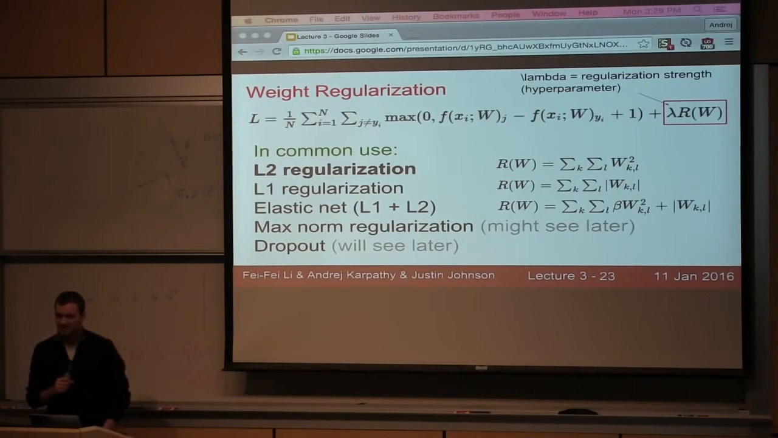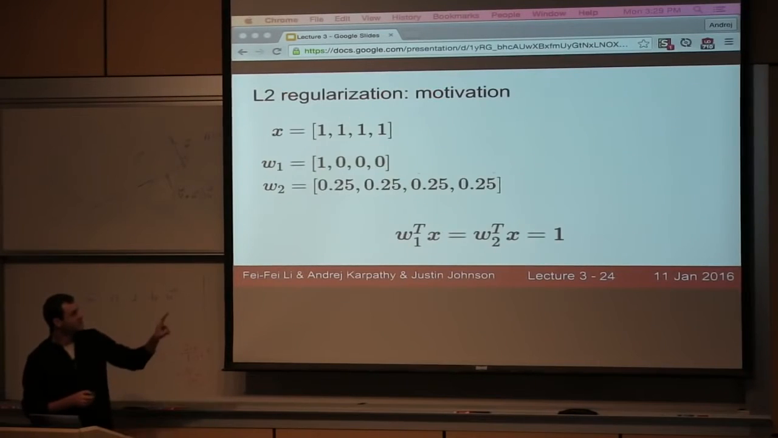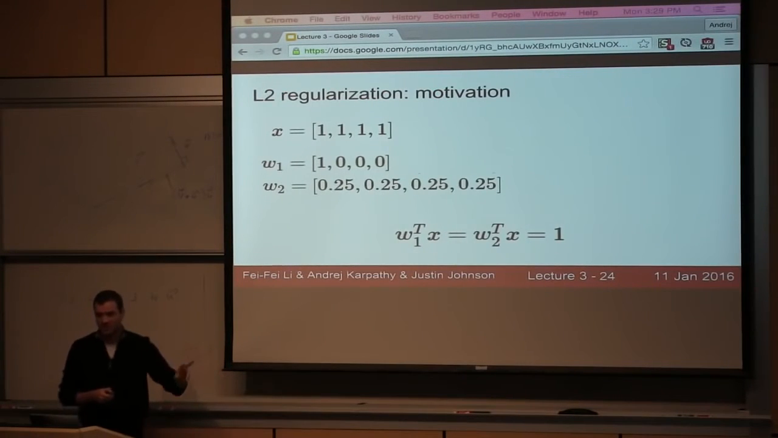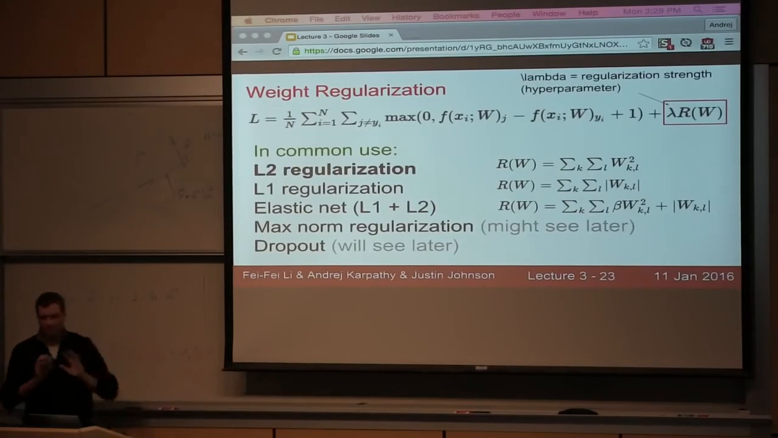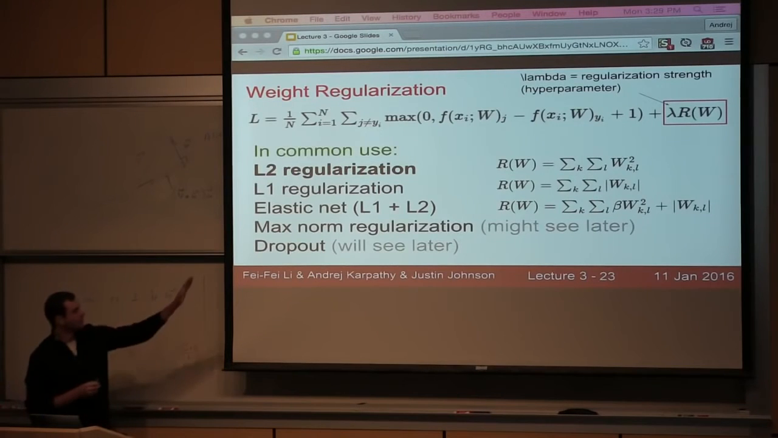Go ahead. If we want that to be diffuse, why would we use L1 regularization? Can we just always use this? Yeah, so in this particular example, L1 would also be indifferent. L1 has some nice properties, which I don't want to go into right now. We might cover it later.